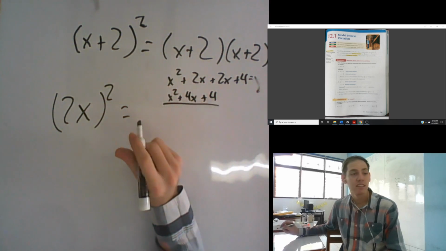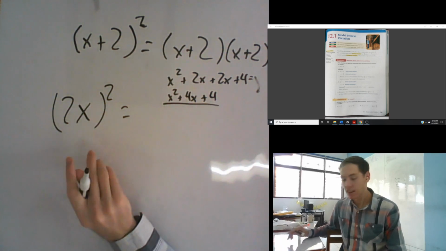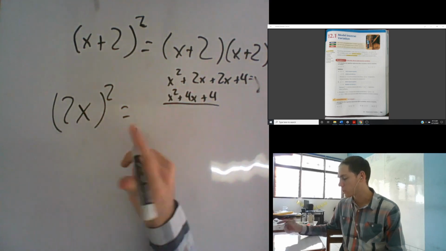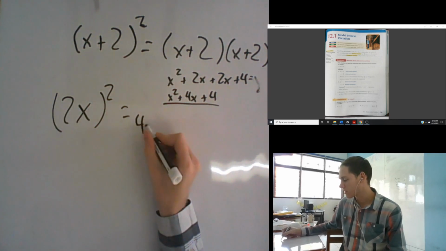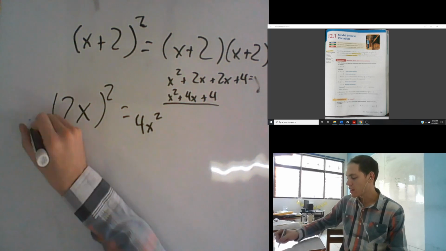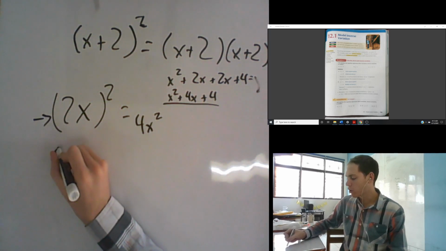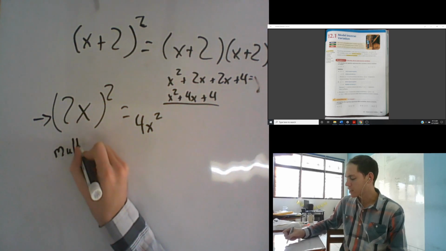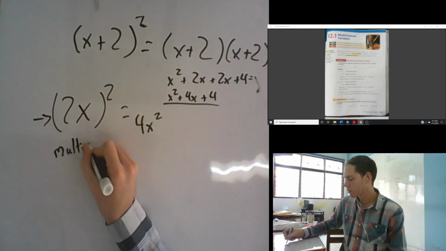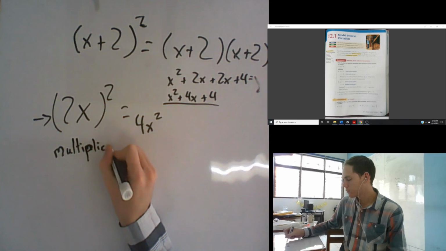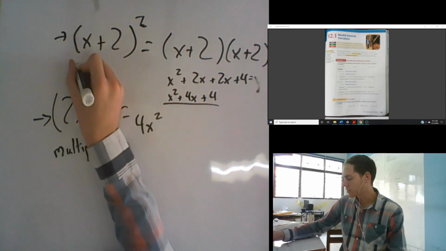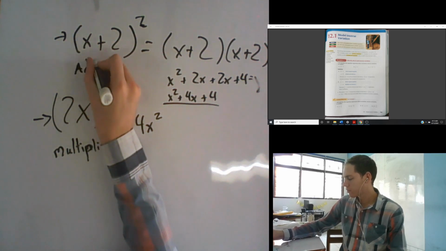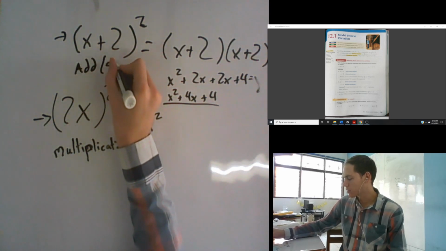Okay, this is widely different than this, where you square each term. So you square the 2, you get 4. You square the x, you get x squared. So this concept is only for multiplication, and this is when you have addition, or subtraction.